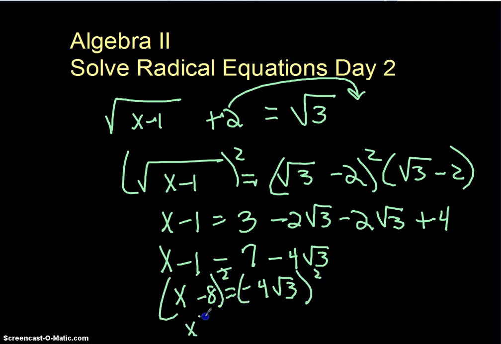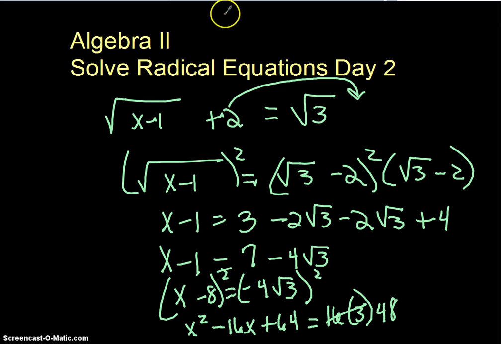So you're going to have x squared minus 16x plus 64 equals 16 times 3, which is 48. Now you have a normal quadratic. Move your 48 over. I'm going to go to the top since I'm out of room. x squared minus 16x, 64 minus 48, so you're going to say plus 16 is equal to 0.